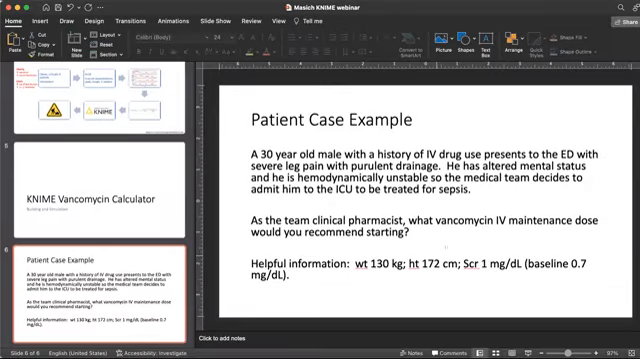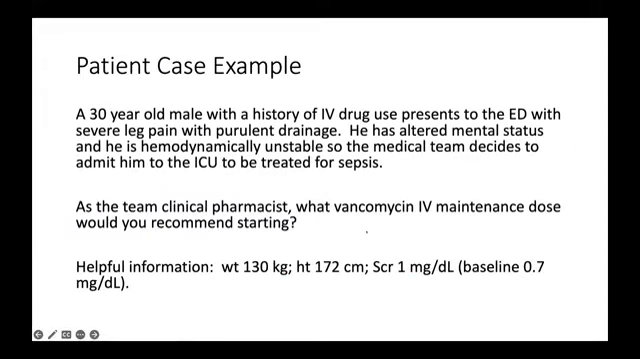All right, so students always like it when I use patient cases to apply this. So before we get into the calculator, just to throw out an example. We have a 30-year-old male with a history of IV drug use, who comes into the emergency department. He has severe leg pain, lots of purulent drainage. He's altered, he's hemodynamically unstable. So the medical team decides, okay, he's sick. He needs to go to the ICU to be treated for sepsis.